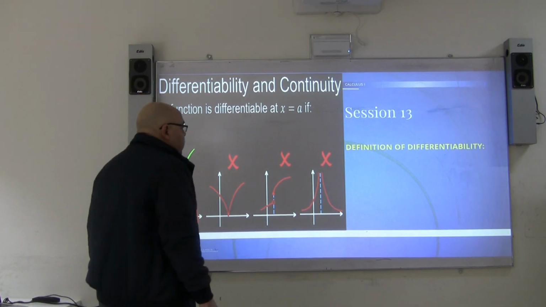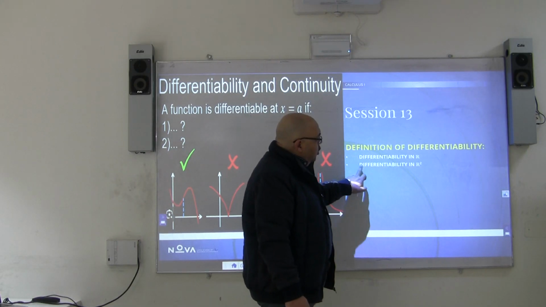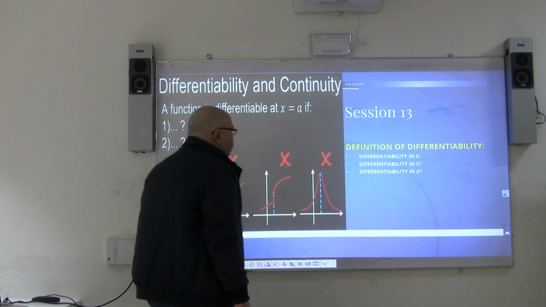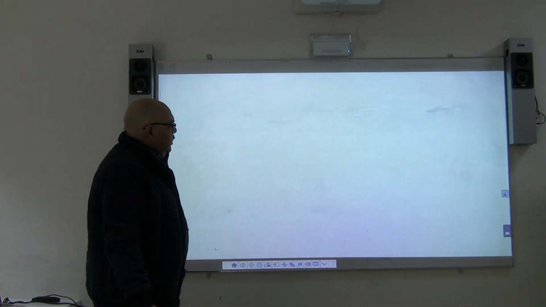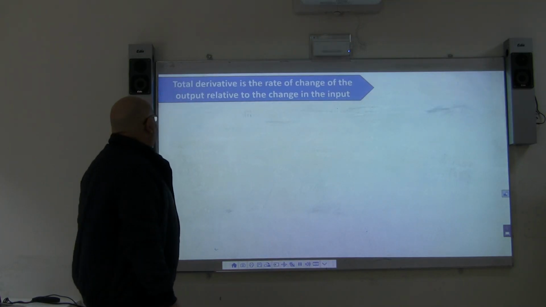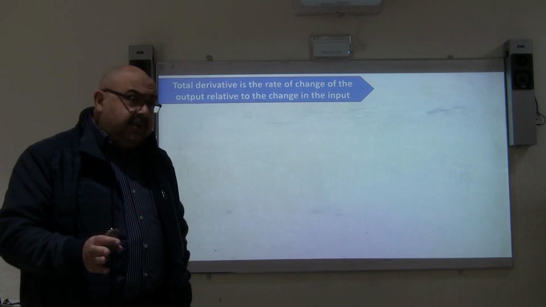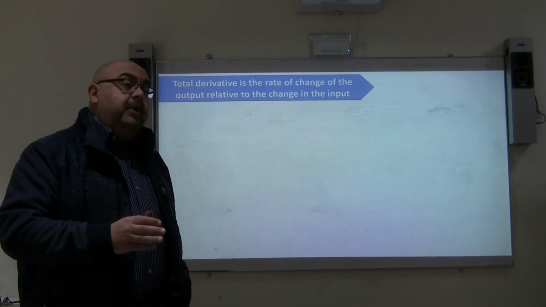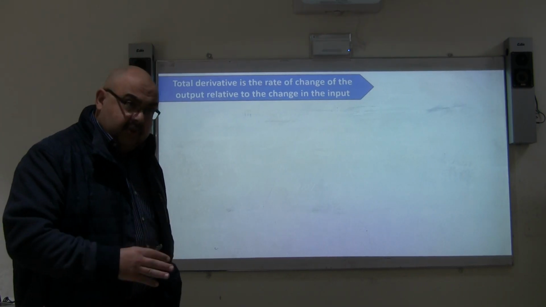Okay, in this session, we will go through the definition of differentiability in R, in R2, or in Rn. All of them are really essential and very close to each other. And let's see how we start. First, I want you to remember the total derivative. The total derivative, or the main derivative formula, is used when we are dealing with functions from R into R, single valued functions.